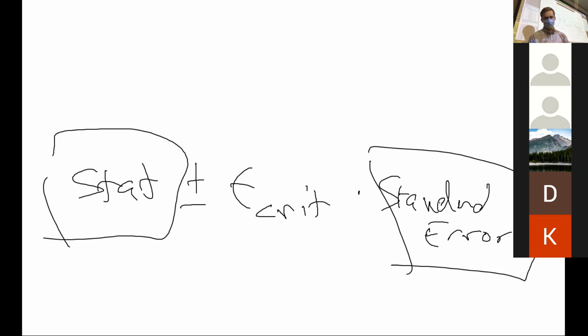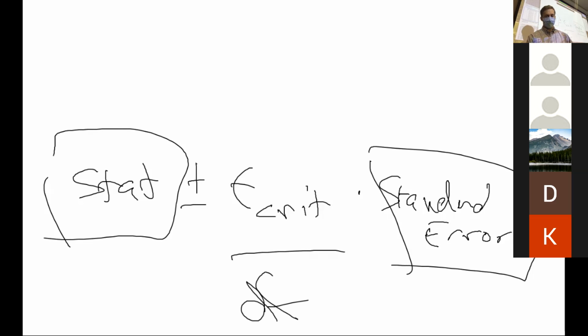Wait, so that t in the, okay. Sorry, I didn't realize that it was the t crit. Yes, so it's for how many degrees of freedom, what is that cutoff for 0.05 in two tails for a given degrees of freedom.